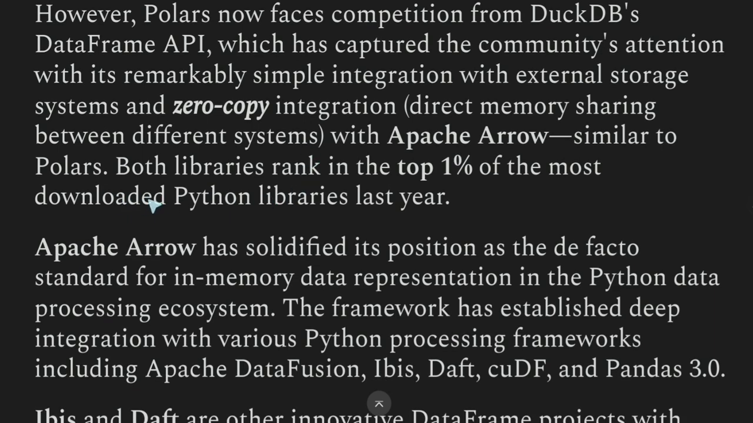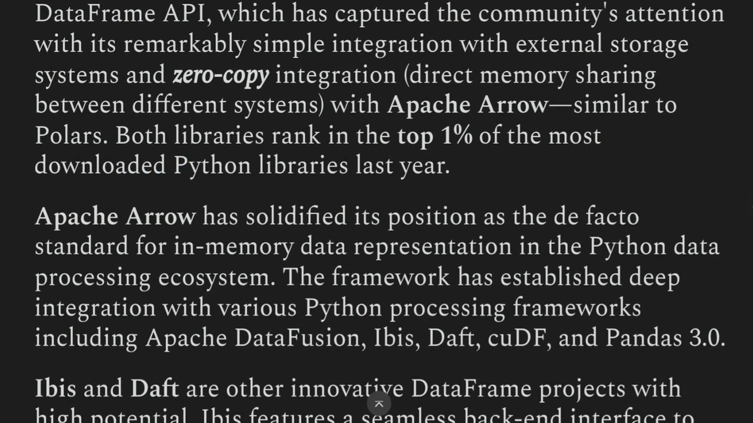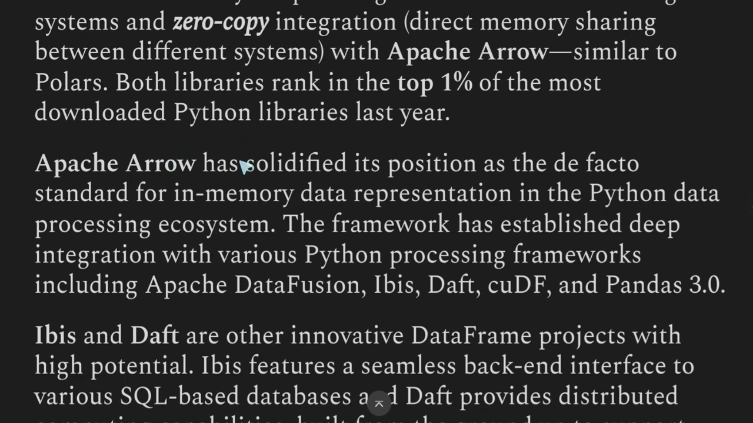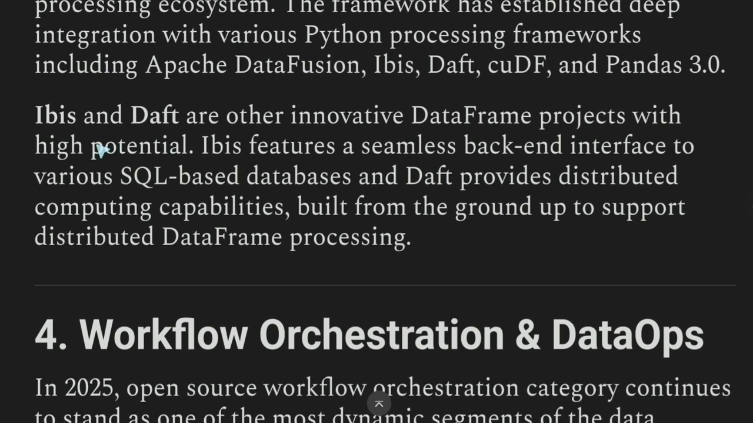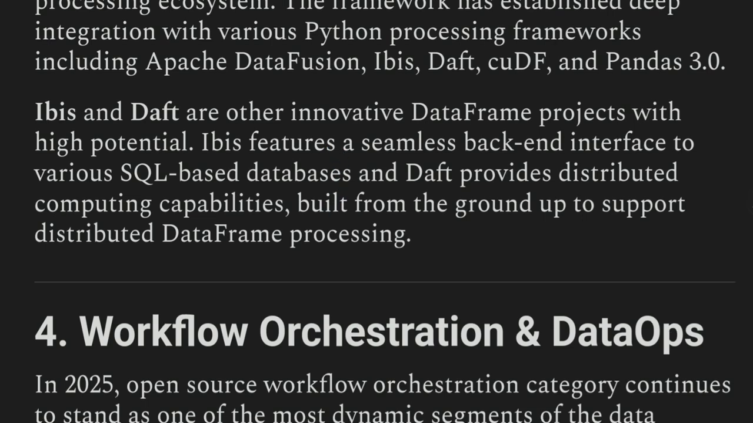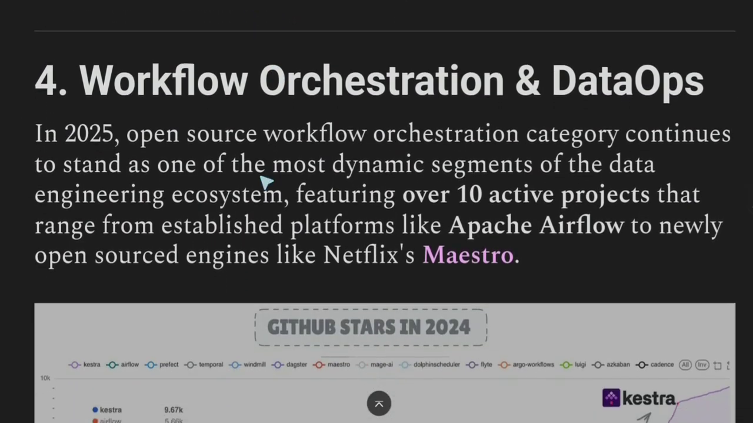With Apache Arrow, similar to Polars, both libraries rank in the top 1% of the most downloaded Python libraries last year. Apache Arrow solidified its position as a de facto standard for in-memory data representation in the Python data processing ecosystem. The framework has established deep integration with various Python processing frameworks, including Apache DataFusion, Ibis, Daft, and Pandas, and other innovative DataFrame products with high potential. So there is an endless list of libraries.